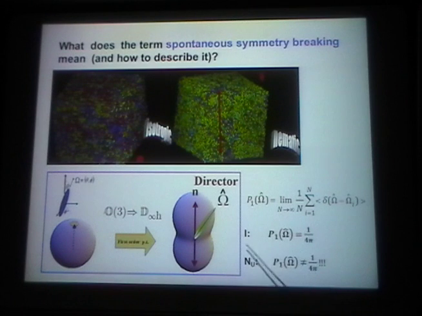Mathematically speaking, the process of doing histogram is nothing but averaging of Dirac delta function, delta of omega minus omega i. I fix orientation omega and collect all molecules that are oriented along this direction. And that gives me normalized contribution to my histogram.